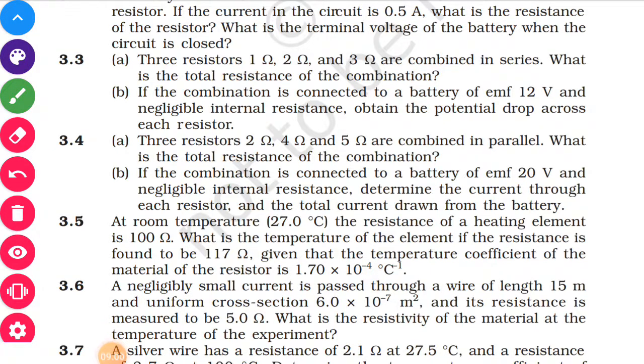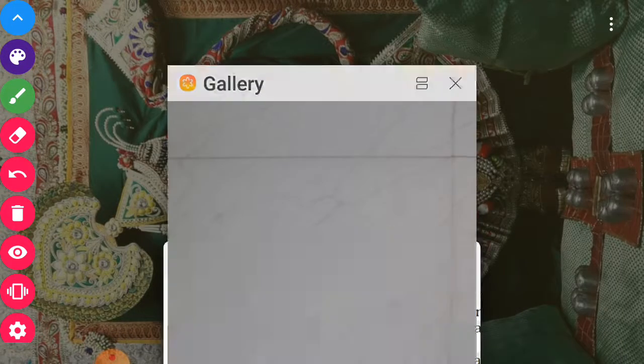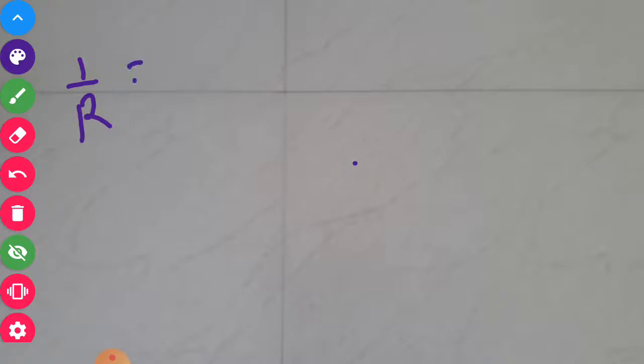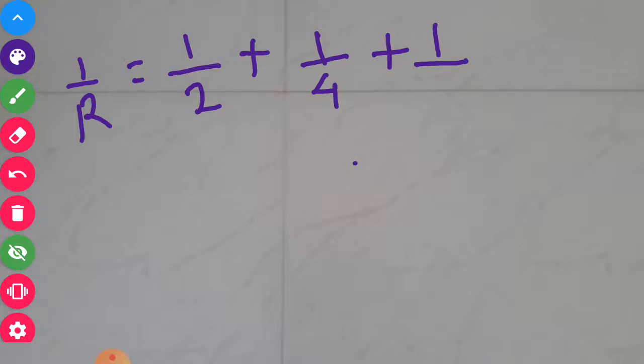Now numerical number 3. 3 resistors are in parallel, 2, 4 and 5 ohm. What is the total resistance? Again you can calculate easily. 1 upon R1 plus 1 upon R2 plus 1 upon R3 can be done. So 1 upon R is equal to 1 upon R1. R1 is say 2 ohm, plus 1 upon R2. R2 is say 4 ohm, plus 1 upon 5 ohm.